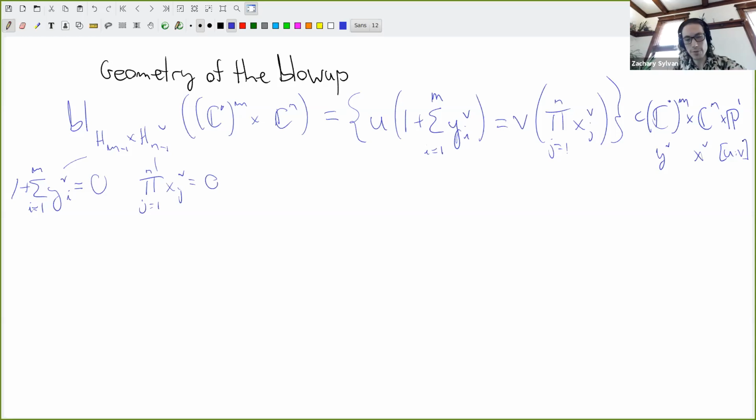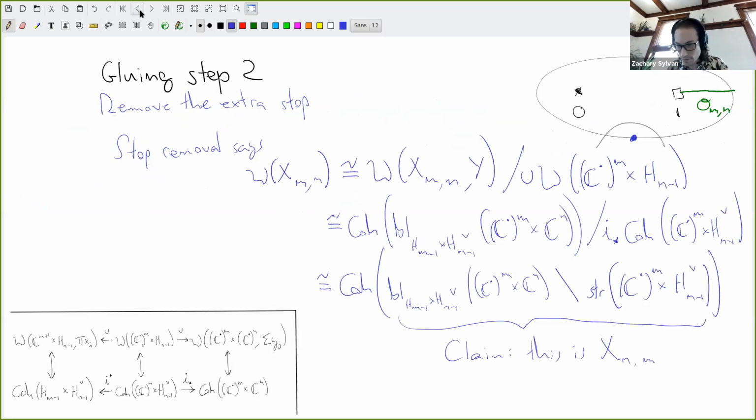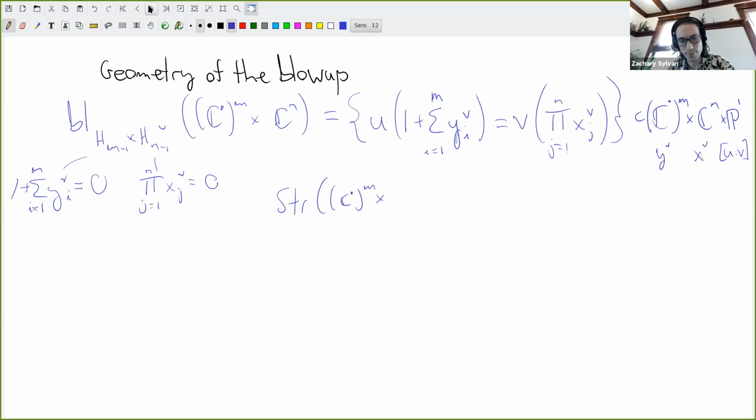What is the strict transform? So the strict transform of this hypersurface, C star to the M cross, what were we supposed to be looking at? Hn minus 1 check. Well, that means the product of the x's is 0, which is like saying U equals 0. So this is a locus, U equals 0.